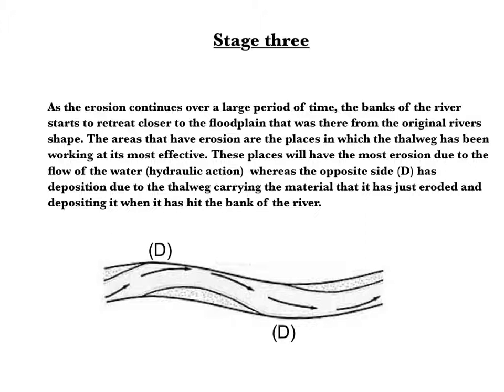These places will have the most erosion due to the flow of water, hydraulic action, whereas the opposite side has deposition due to the fallweg carrying the material that has just been eroded and depositing it when it hits the bank of the river. As you can see here, this is where deposition has been occurring.